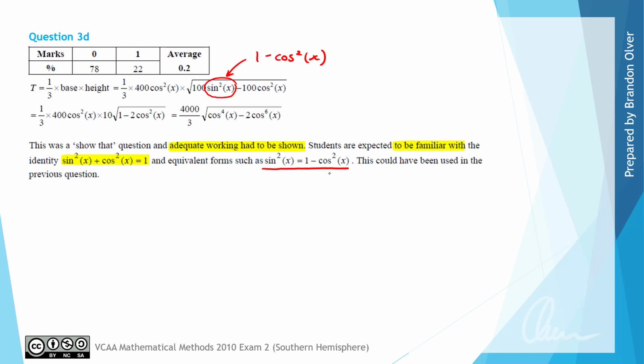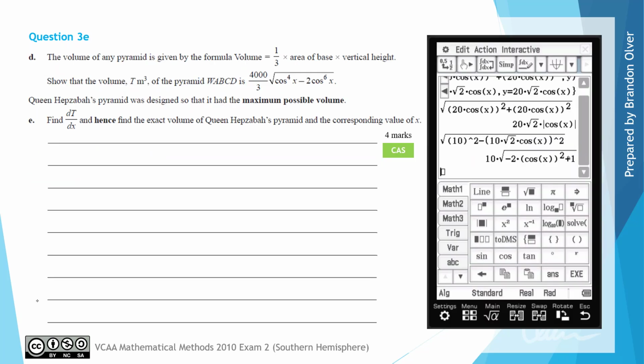Next up, the question says that Queen Hepzibah's pyramid was designed so that it had a maximum possible volume. So for part E, it asks us then to find dt dx, and then hence to find the exact volume of Queen Hepzibah's pyramid and the corresponding value of x that maximizes that volume.